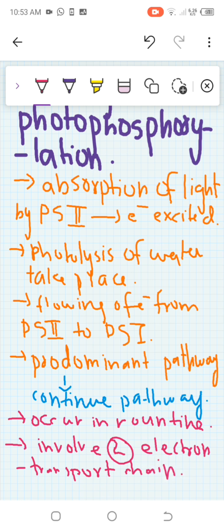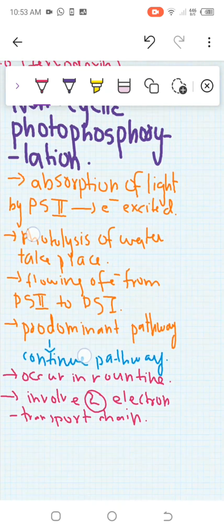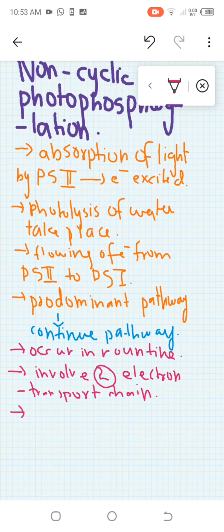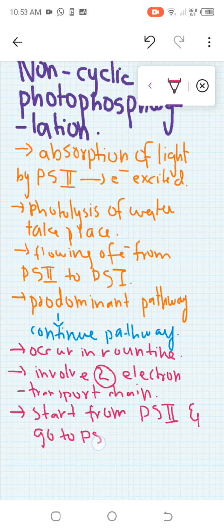And now where does this process start? It starts from PS2, flowing towards PS1. Electrons start from PS2 and flow, going where? To PS1. From PS2 and go to PS1. Okay, and then light reaction starts from the absorption of light in PS2.